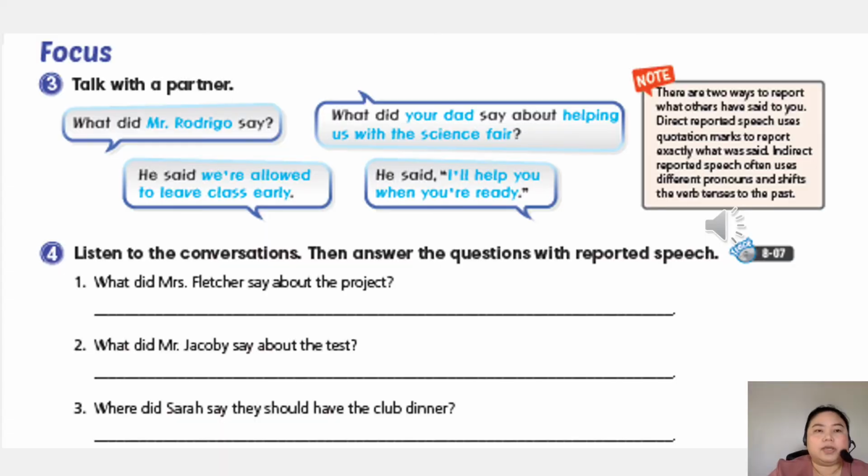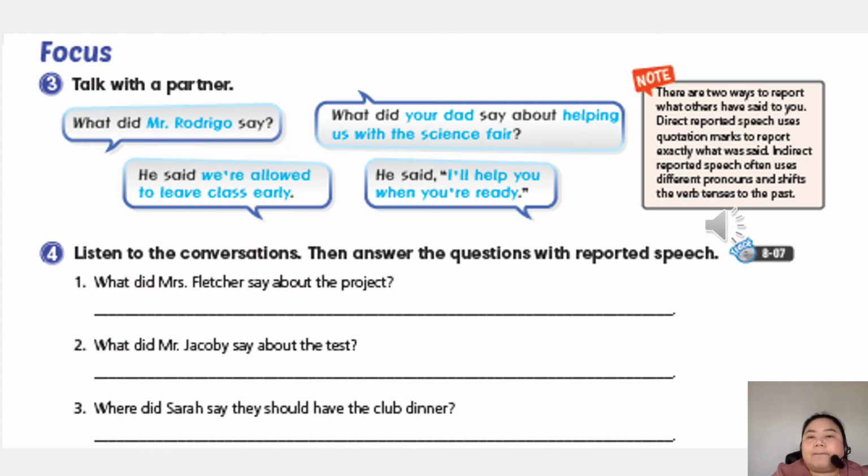Okay, what is a reported speech? Reported speech is the question or the sentence or the negative sentence that someone said. Okay, for example, you weren't in class, you went to the toilet, and then you come and ask your friend, like, oh, what did he say? Oh, he said we are allowed to leave the class early. Oh, what did your dad say? Oh, he said I will help you when you're ready.